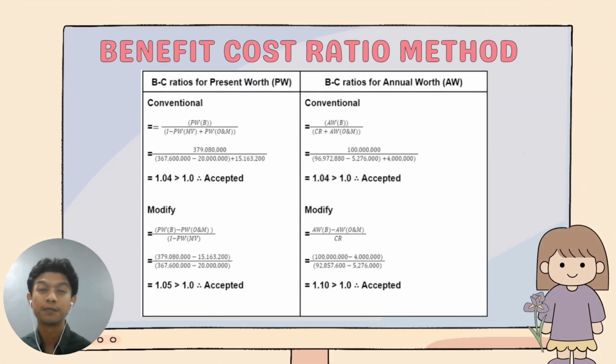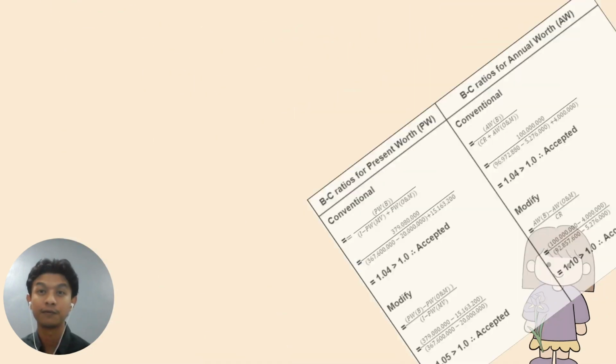So after our group has identified the benefit, investment, operation and maintenance, and market value based on the interest rate of 10% of Bank Islam and also the period of 5 years, only then can we proceed to calculate the benefit cost ratio, which is present worth and annual worth in terms of conventional and modification. After we have made the calculation, we can identify that both the conventional and modification of present worth and annual worth are more than 1.0, which means that this project can be proceeded. That's all from me.